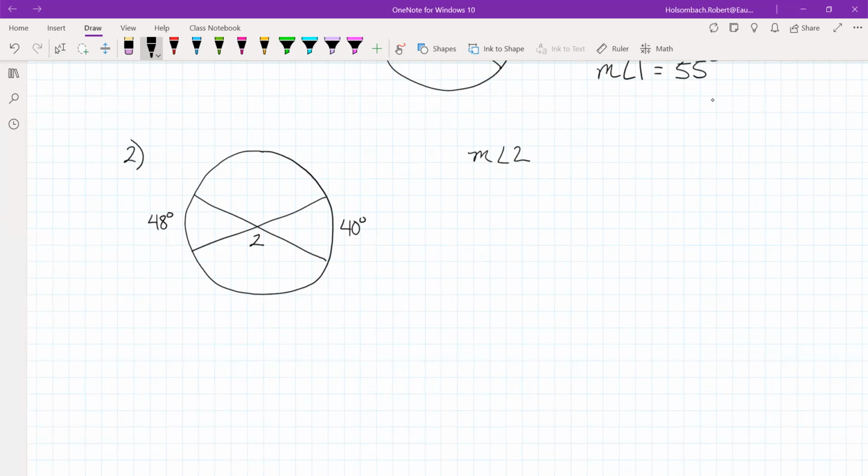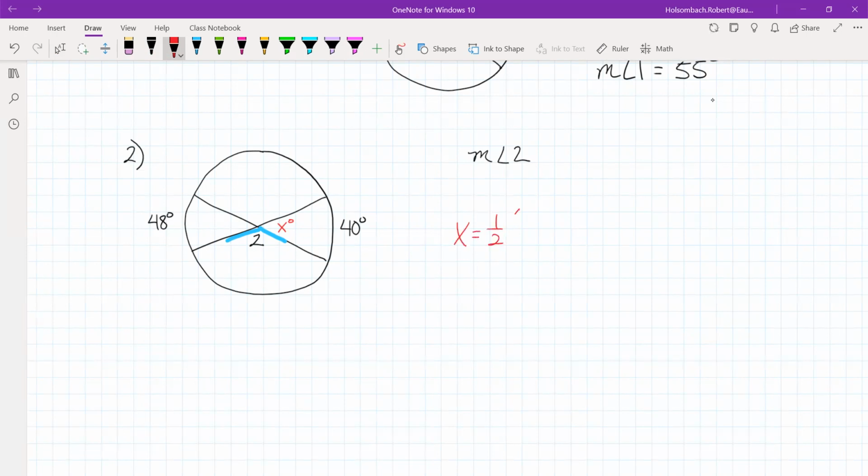Now, keep in mind, these 2 arcs that you have the measurements for are not the intercepted arcs for this angle 2 right here. So what we've got to do is create a variable for this angle in here, inside the circle, and use the 40 and the 48 to find that angle measure. And then that angle measure and angle 2 are a linear pair. So the first thing we're going to do is find the measure of x.